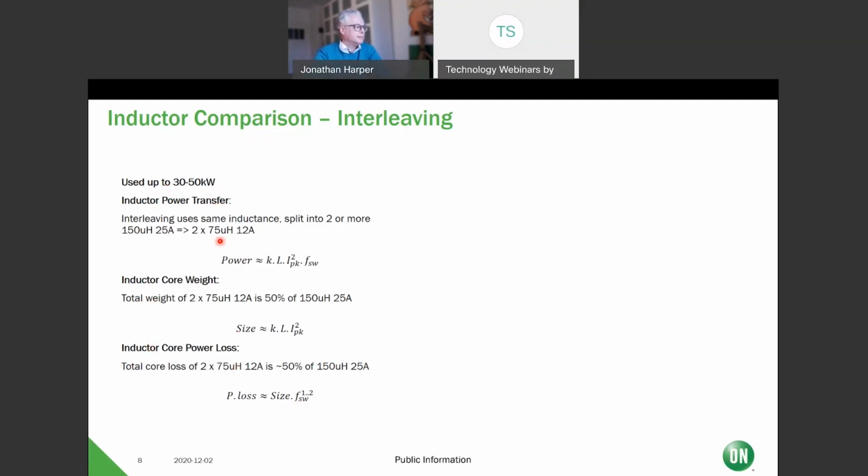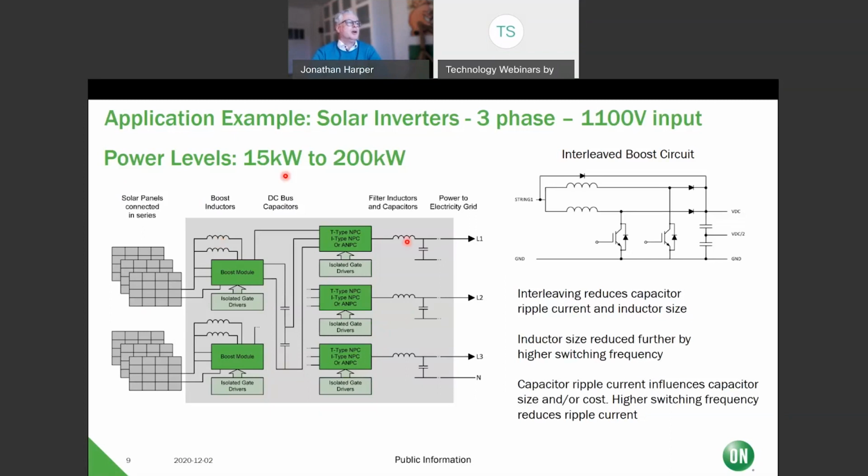So that's interleaving. If you look at an example of an interleaved boost circuit here, you will reduce the ripple currents, and you reduce the inductor size. If you do true interleaving, where this one is switched 180 degrees out of phase with this one, your controllers get a little bit more complicated, but most people can cope with that. The EMI is also going to be lower. So you've got a good approach.